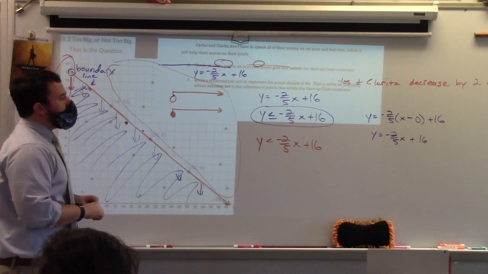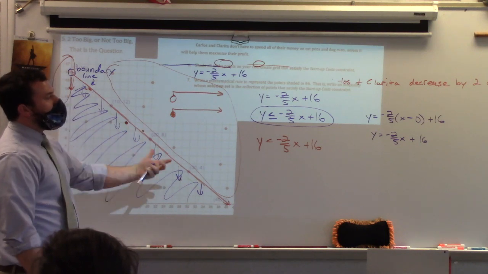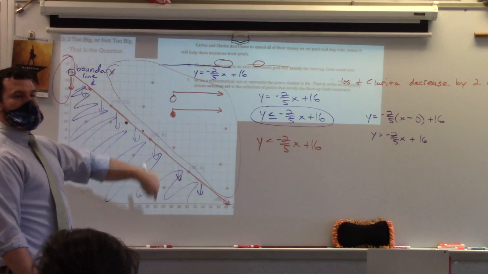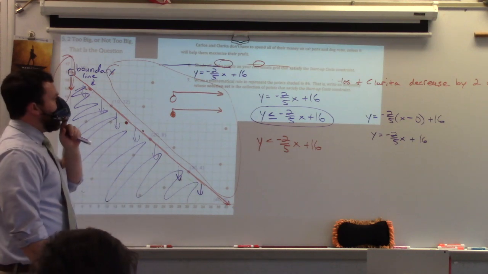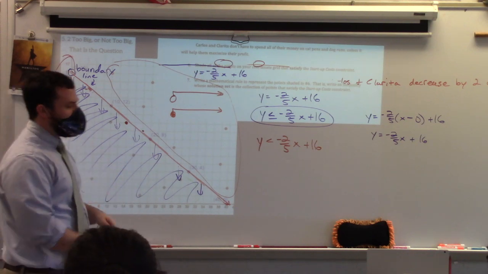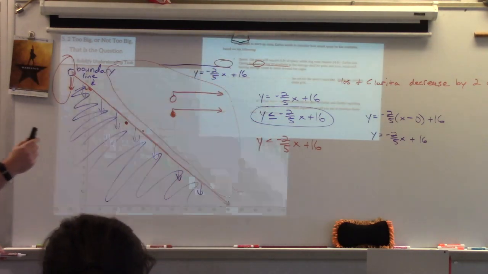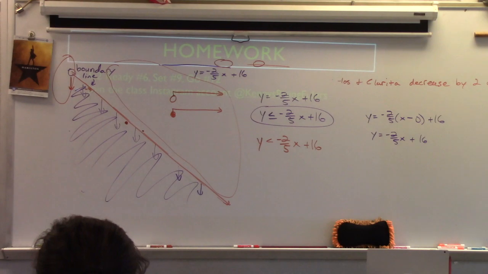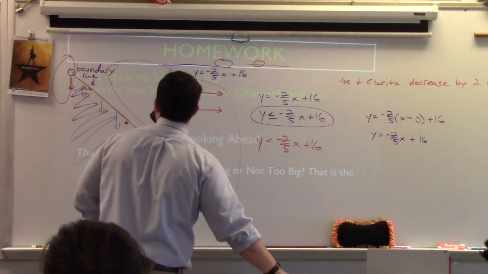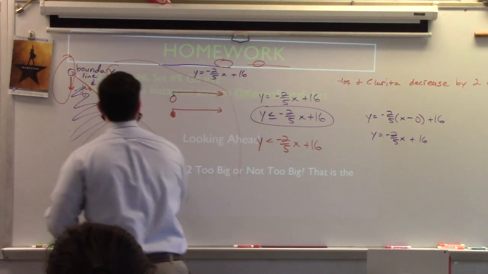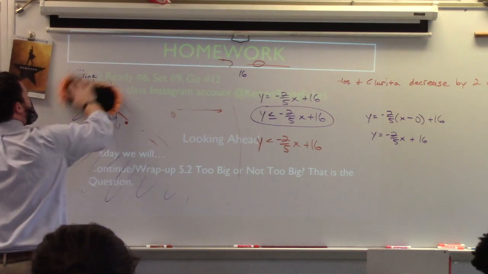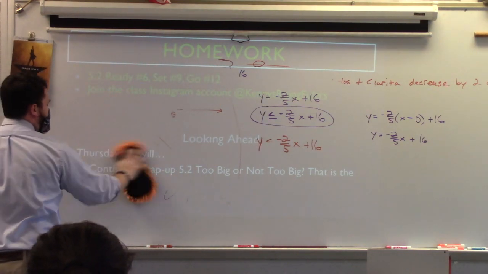Okay. So that's just something to be aware of because this was not a part of this task, but it is a part of your homework tonight. But there's our inequality. We'll pick up number 8 tomorrow. If you need to go use the restroom, you can quickly do that, but I'm going to show you your homework, and I'm going to help you understand something about the homework first. So, 5.2, ready number 6, set number 9, and go number 12.